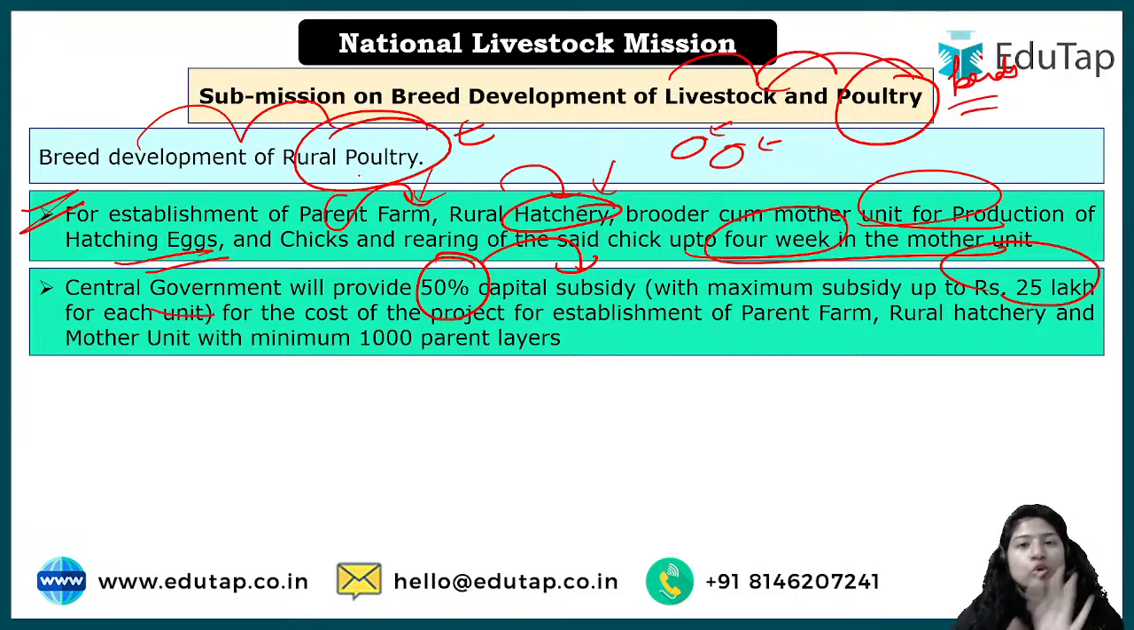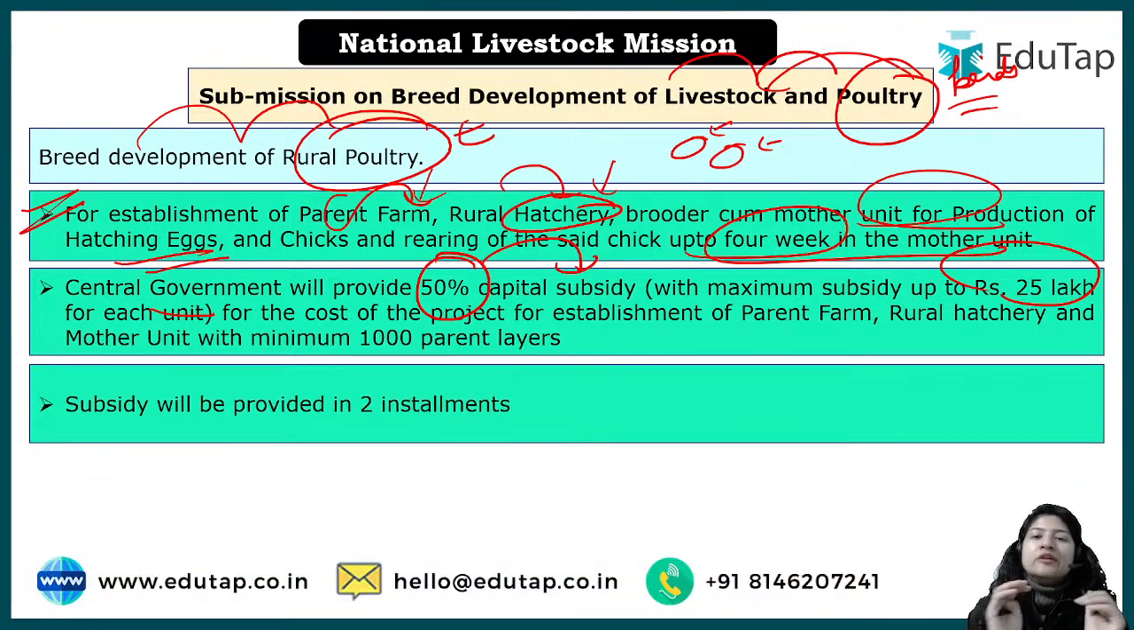Please keep in mind, in rural poultry, of the overall project 50% will be given by the central government, but there is a cap also. So maximum subsidy how much will be given? 25 lakh. Okay, up to 25 lakh will be given. Simple. Now for this 50% subsidy, for example if I have a 10 lakh project, 50% means 5 lakh will be given by the central government as a subsidy.